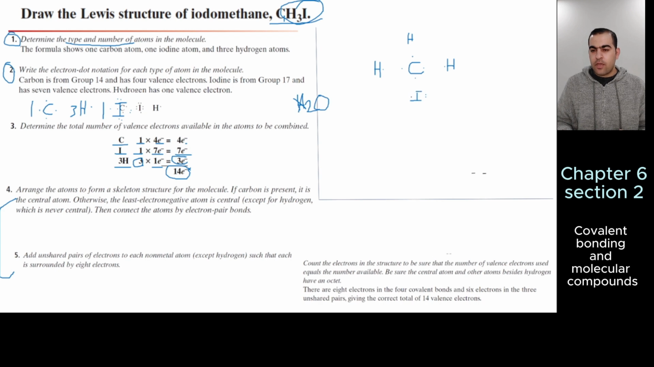Don't forget to write the electron dot notation next. Some students make a mistake here, not a mistake, they get confused. Try to put the unpaired electrons on the side that faces the central atom. Don't put them on the other side of hydrogen, okay? Just write them on the side that faces the central atom for this hydrogen too. Look, then it says connect these atoms by electron pair bonds.